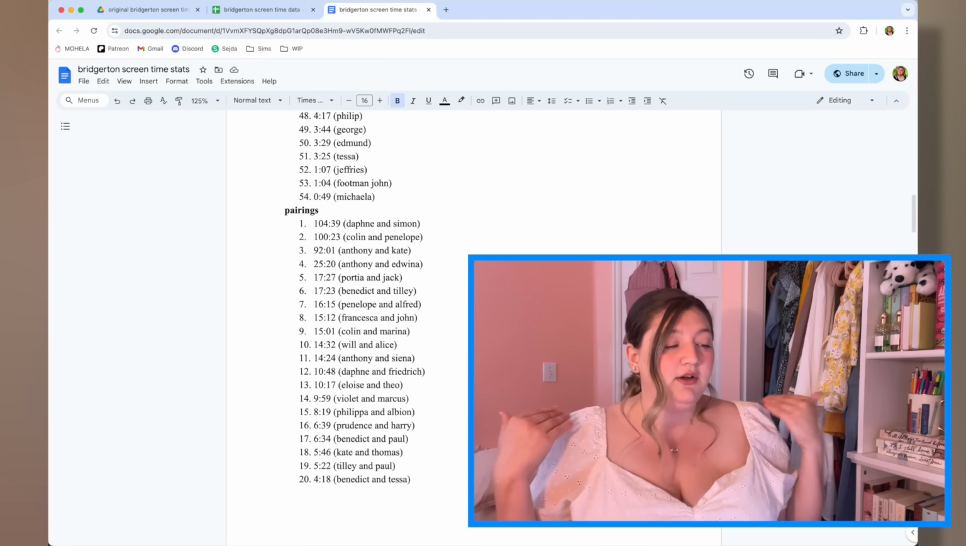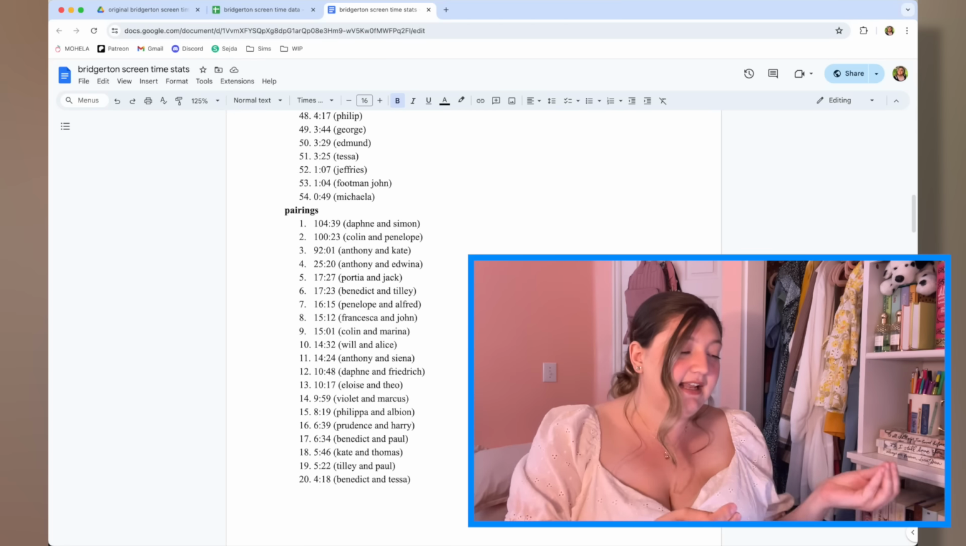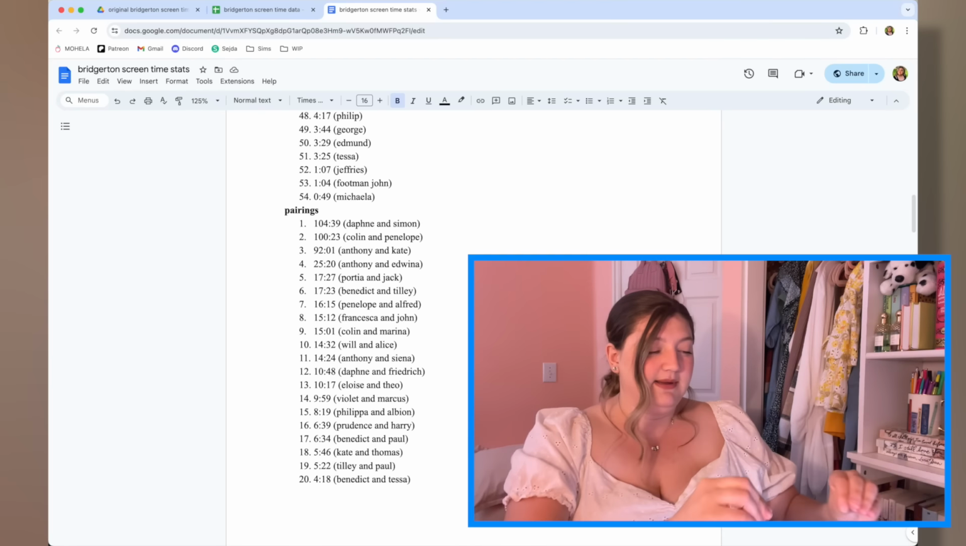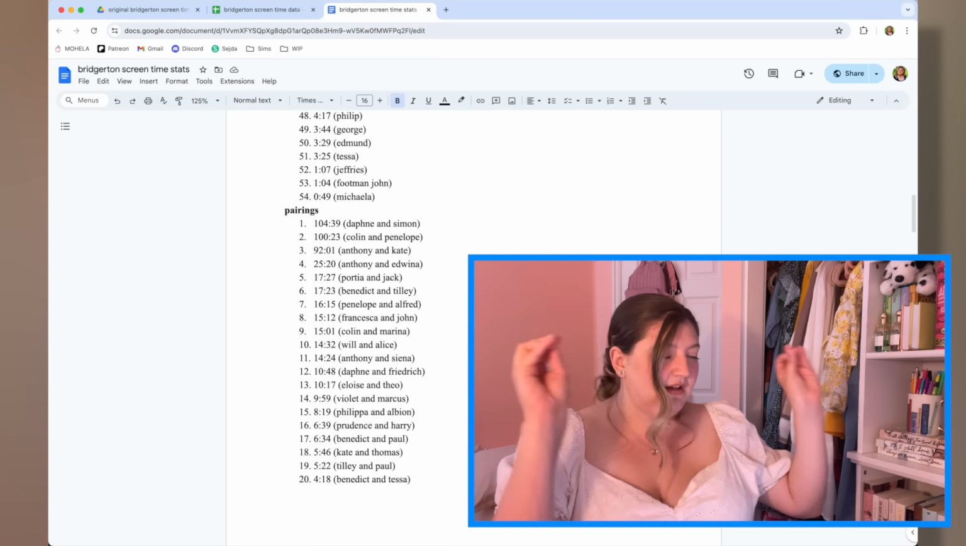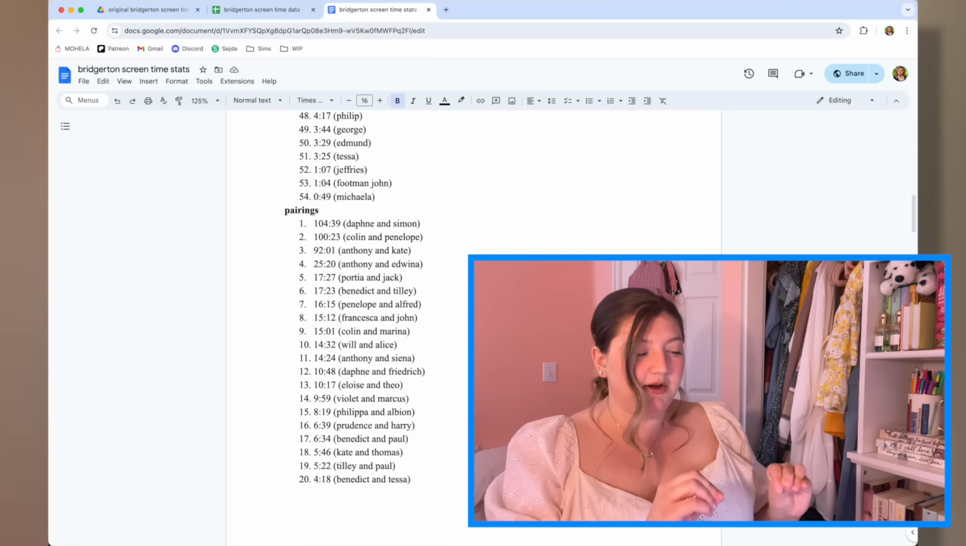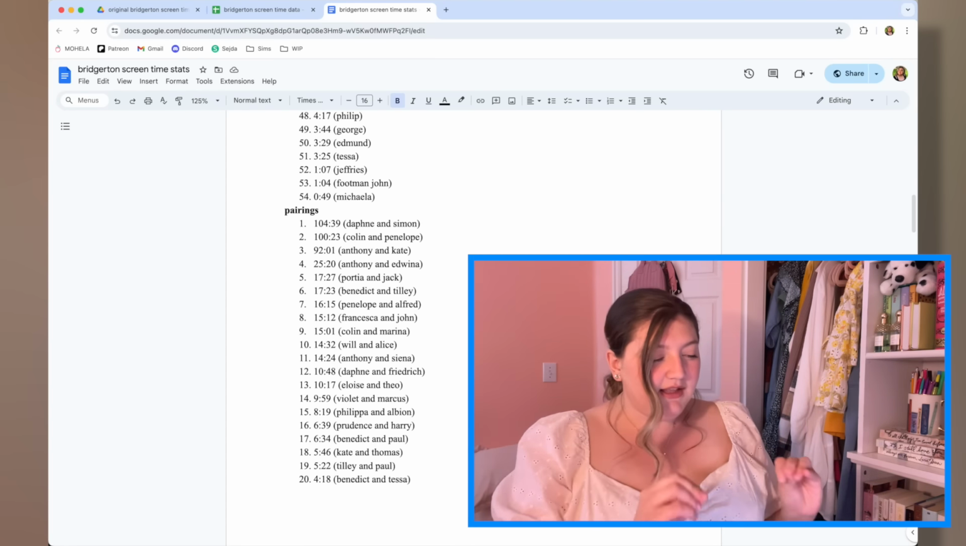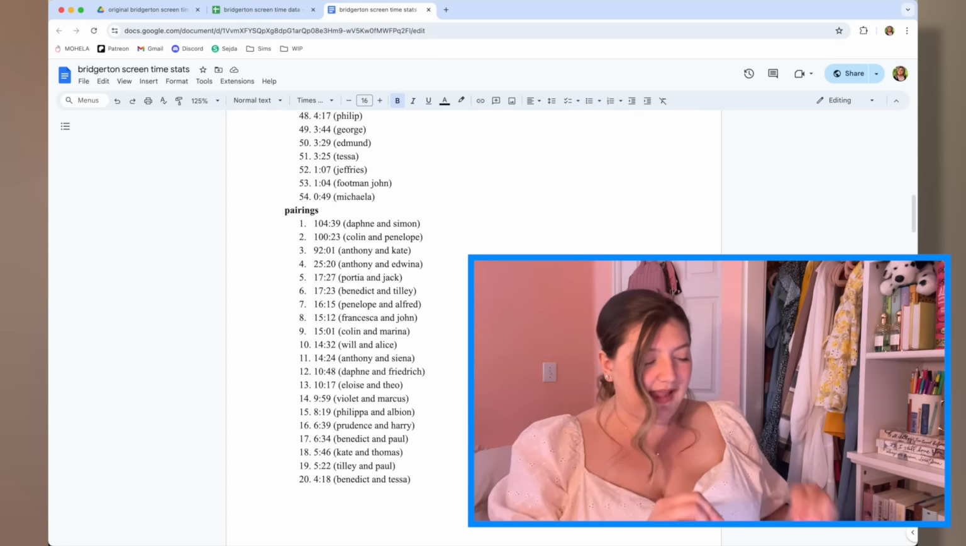Colin and Marina, Will and Alice, Anthony and Sienna, Daphne and Friedrich, Eloise and Theo, Violet and Marcus, Philippa and Albion, Prudence and Harry, Benedict and Paul, Kate and Thomas, Tilly and Paul, Benedict and Tessa. Benedict is getting around. Then down here, Charlotte and George.